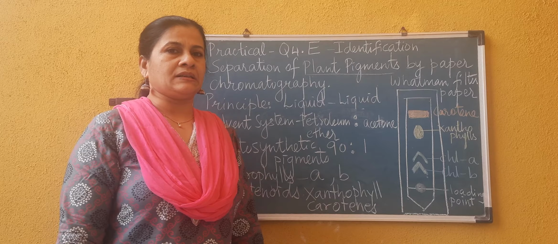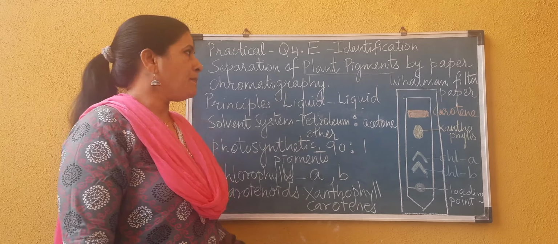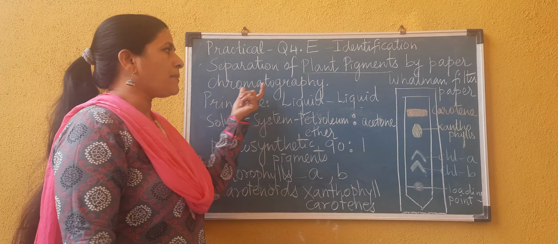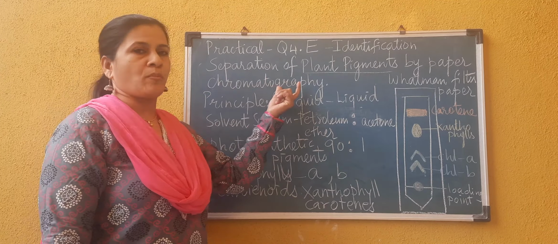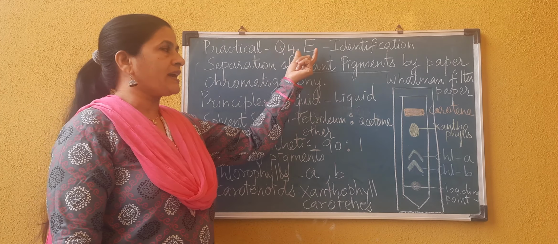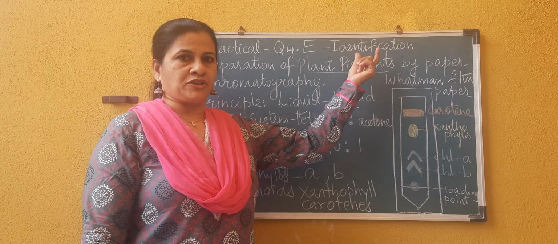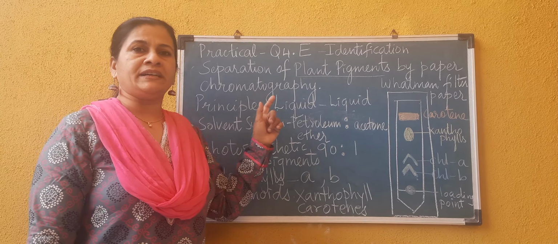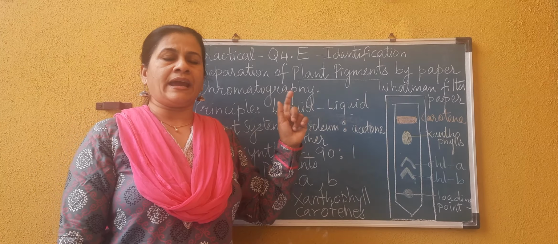Good morning, dear students. Today we are going to see a demonstration practical based on separation of plant pigments by paper chromatography. This is a physiological experiment. This question will be asked to you in question number 4E, that is identification. It will be kept for identification. You have to identify the correct aim of the experiment.